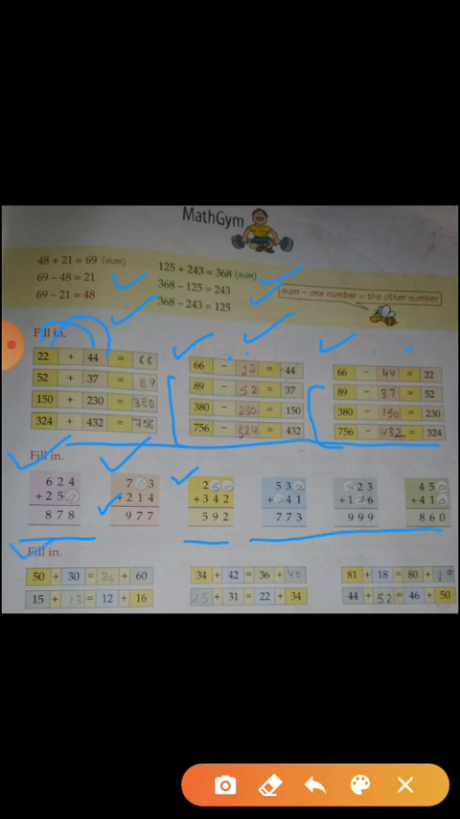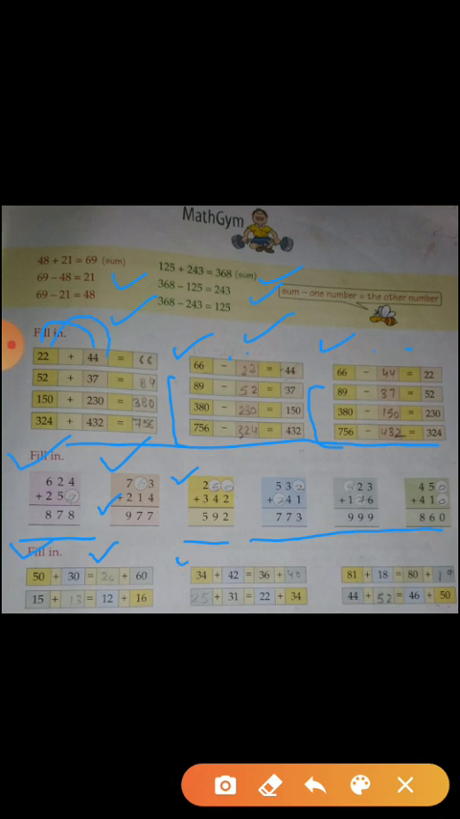Here also you do the same. 50 plus 30 is equal to blank plus 60. So what will you do here? First you add 50 plus 30. The answer is 80. And from 80 you subtract 60. You will get the answer. The answer here is 20. Write 20 in the space.